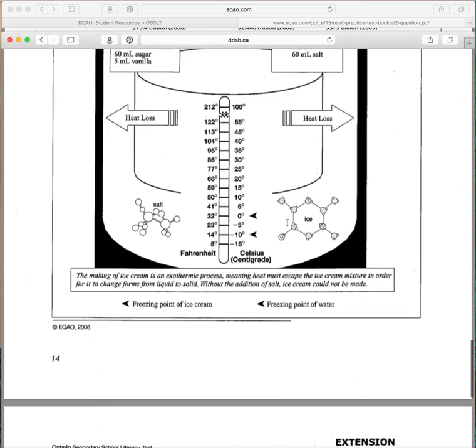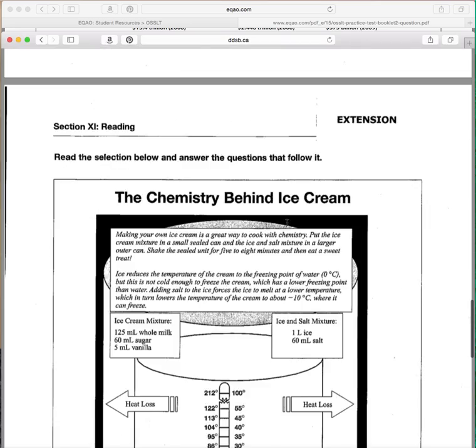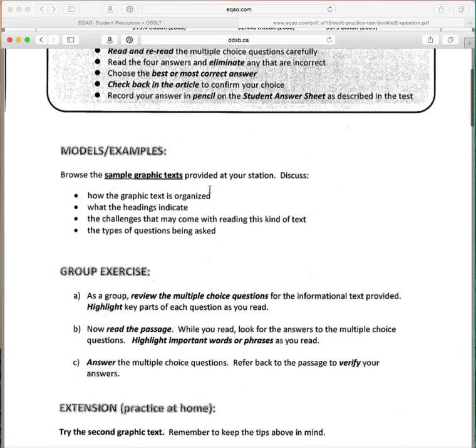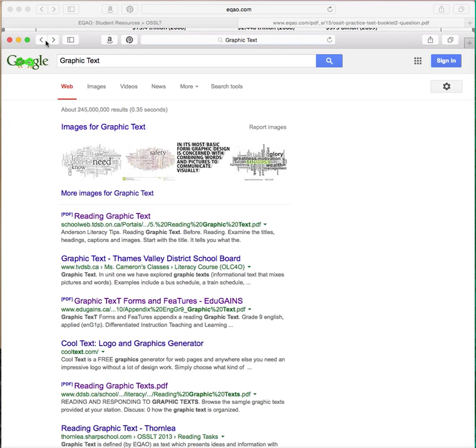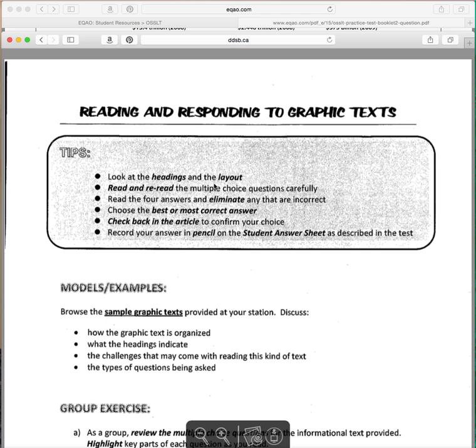If you want, you can check out this resource at, let me just double check where I got this from. This was from the DDSB. Not sure what that is, but let me look at the full URL address.